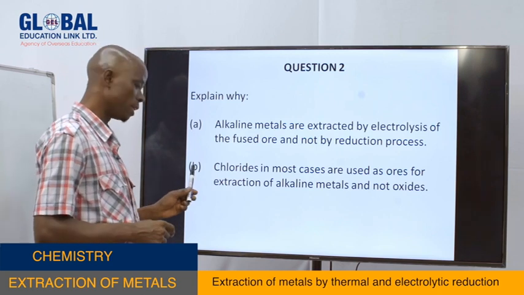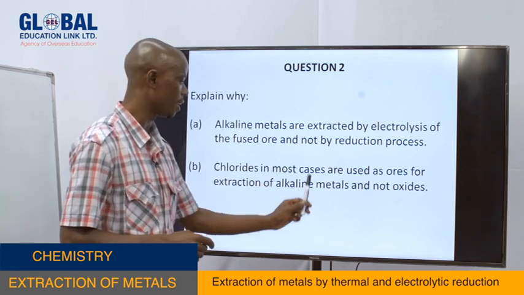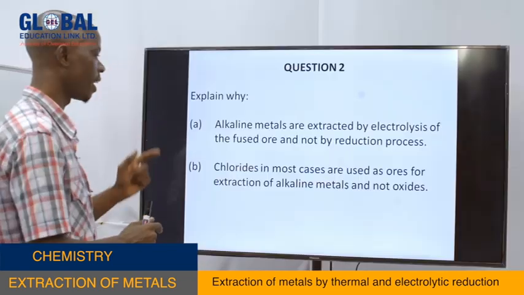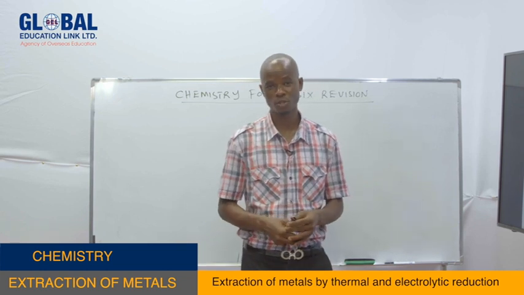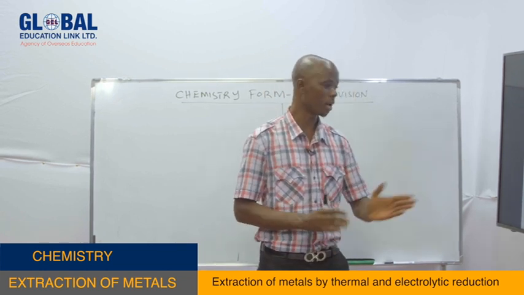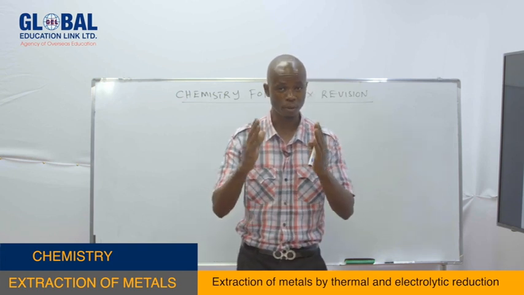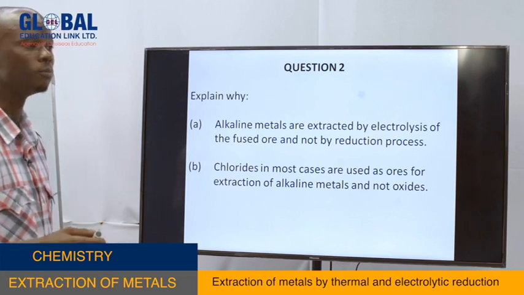Now from there also we have B. Chlorides in most cases are used as ores for extraction of alkaline metals and not oxides. Now, can you see that question as well? That question also is similar to the one that I have given you the reasons here. It is very similar. It is not different. So it is simple. Giving the reasons why chlorides are mostly used as ores for extraction of alkali metals and not oxides, I have given it 3 reasons. Now, can you memorize those 3 reasons? You have to memorize them, but understanding them is very important. So the question also might come in that particular form.